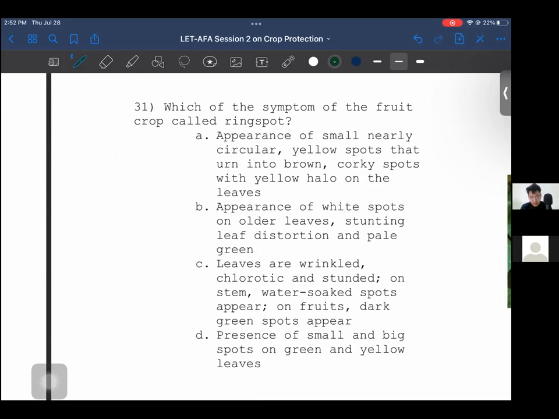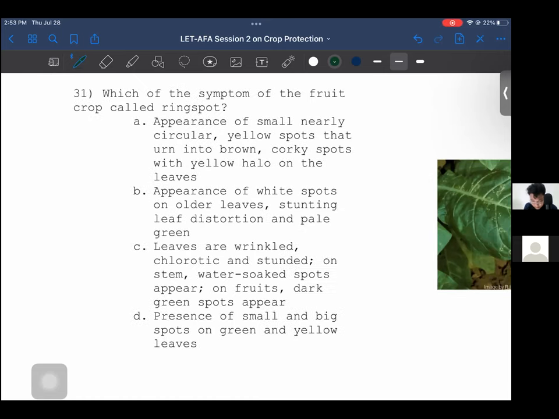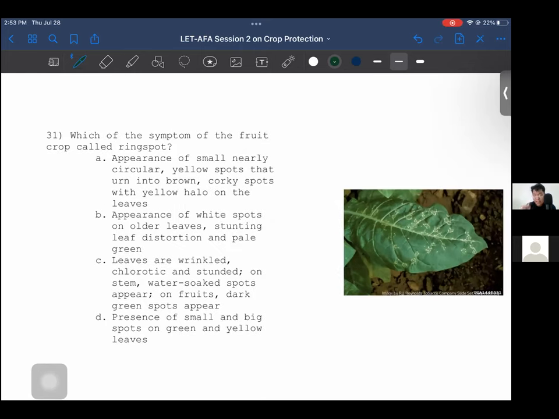Okay, so ito. This is actually a technical na question na naman. Which of the following are the symptoms of the fruit crop called ring spot? Which of the following are symptoms of ring spot? Okay, so ang ring spot happens in leaves and as well sa papaya. Meron tayong tinatawag na papaya ring spot. I wasn't able to place a picture here of the papaya. Pero ito, sa leaves, meron dong appearance of small, nearly circular yellow spots that turn into brown, corky spots with yellow halo on the leaves.